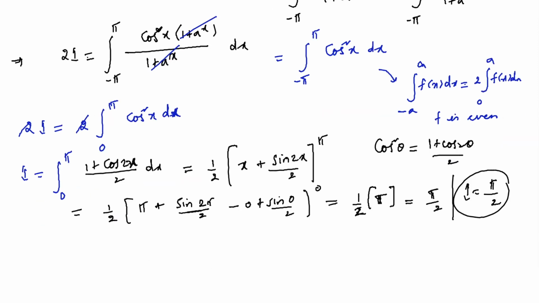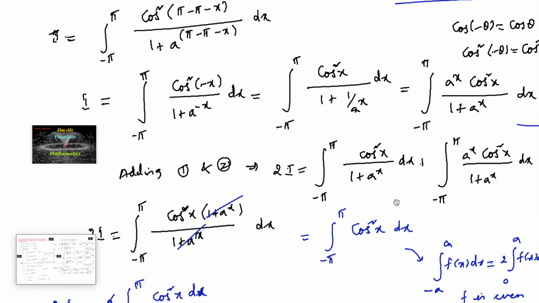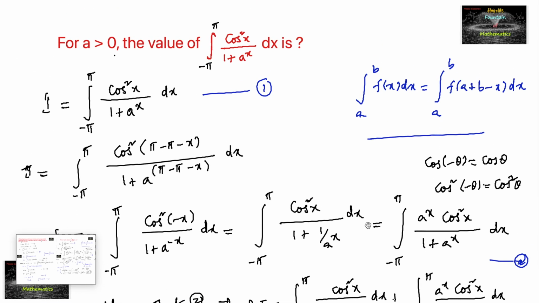So we can go with the answer that is pi by 2, right? Thank you.